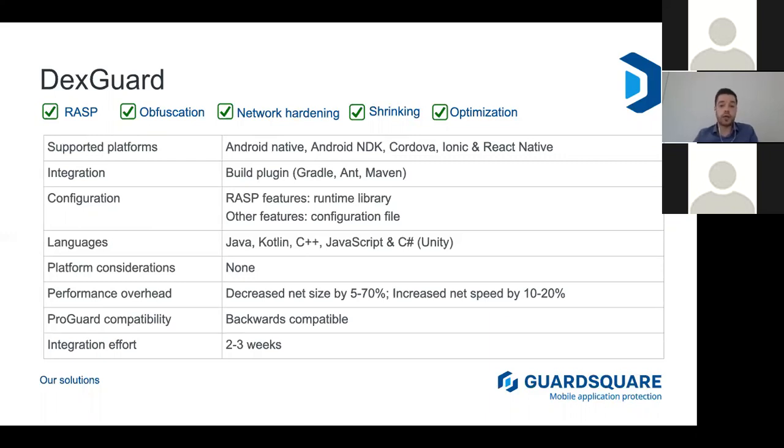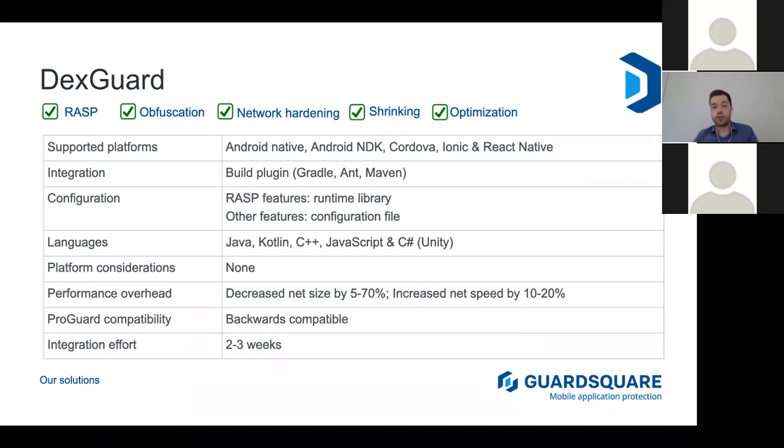We support languages like Java and Kotlin, but we also support hybrid setups. Think about apps written with Cordova, Ionic, or React Native, and also Unity games. DexGuard also consists of an obfuscation feature set, so simple name obfuscation is available here, but also more advanced techniques of obfuscation. Think about arithmetic obfuscation, control flow obfuscation, class encryption, string encryption, and so on.